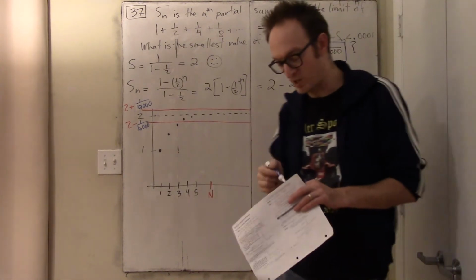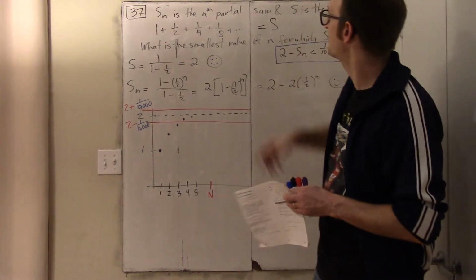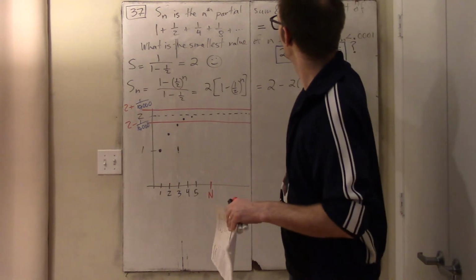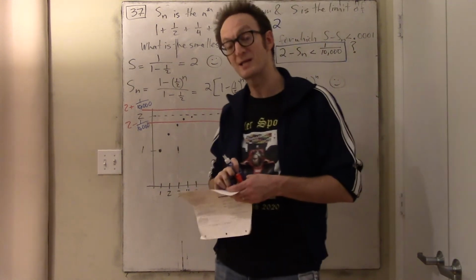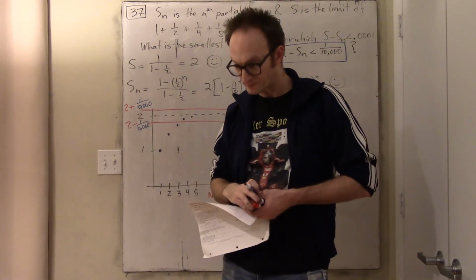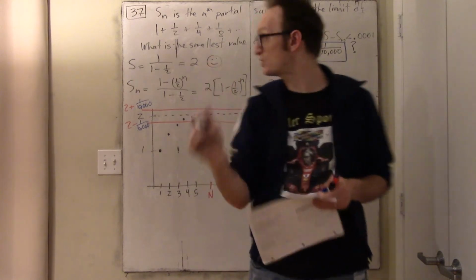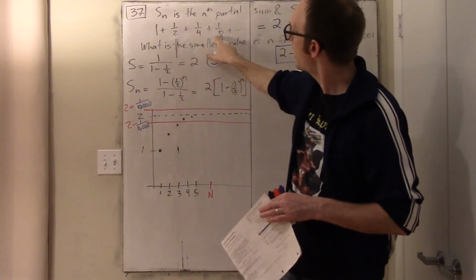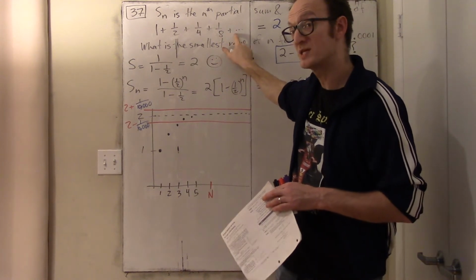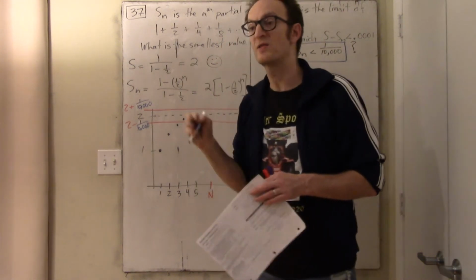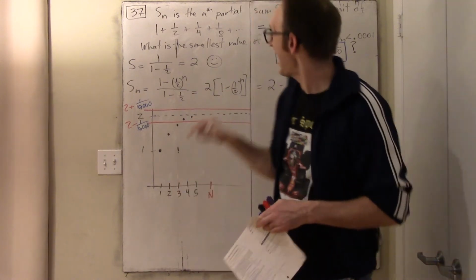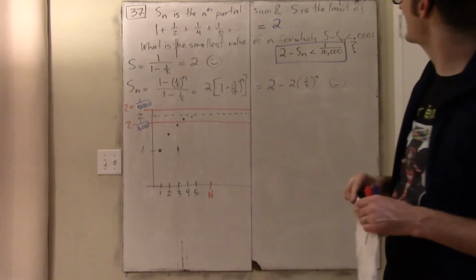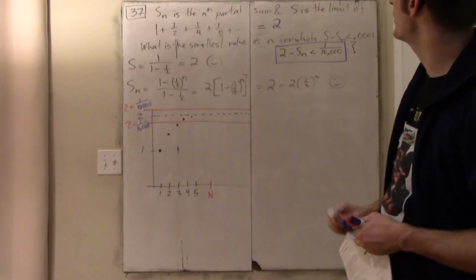If you put it another way, if you really think that this is 2, which it is, then what you really mean when you say that this is 2 is that, given any challenge whatsoever, like 1 over 10,000, I can add up enough terms of this series so that the nth partial sum is as close to 2 as you demand. Okay, putting that all together then, I think I know what to do.